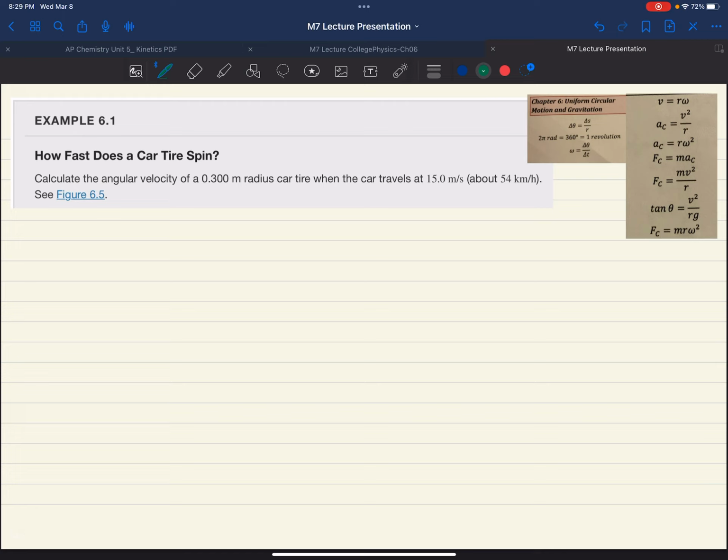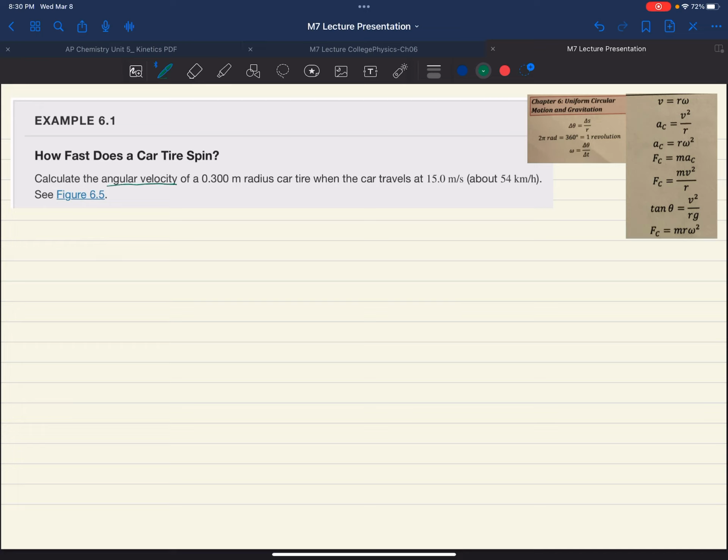Okay, we're going to start with a really simple problem just to begin thinking about circular motion. How fast does a car tire spin? We're going to calculate the angular velocity of a 0.3 meter radius car tire when the car travels at 15 meters per second.